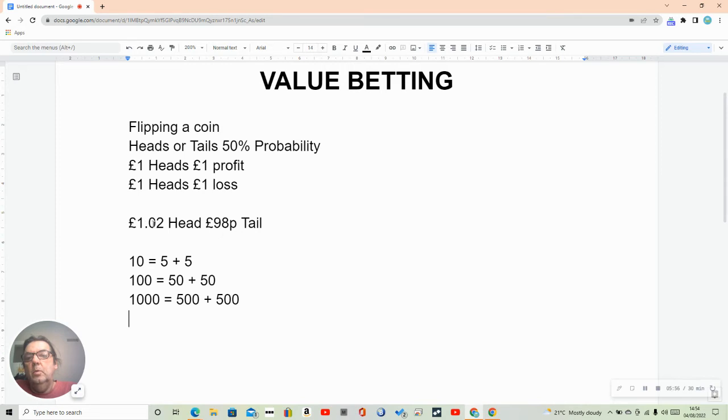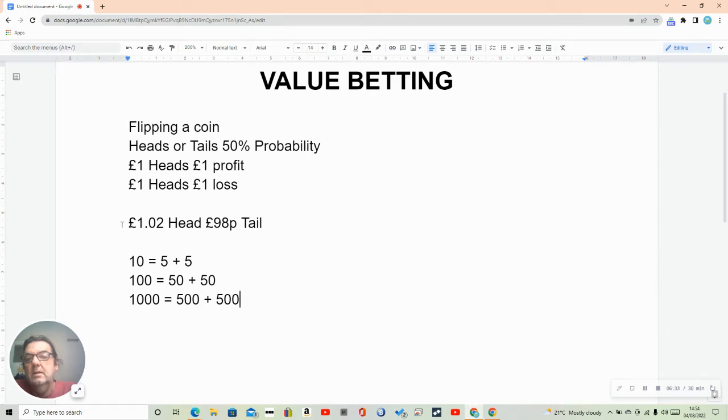It's based on volume. But going back to this part here, this is value basically. We know that's value because we should only be getting £1 back, but this bookie is giving us £1.2 back. So you wouldn't back tails. You would back heads, because if you flipped it 100 times and won 50, you'd be getting £51.2 instead of £50.98. I'm only using example numbers here, obviously, but that's how it works.